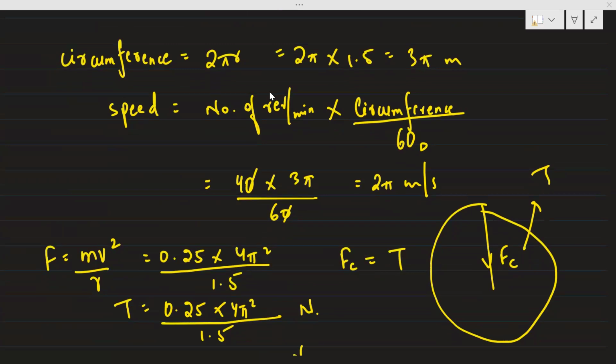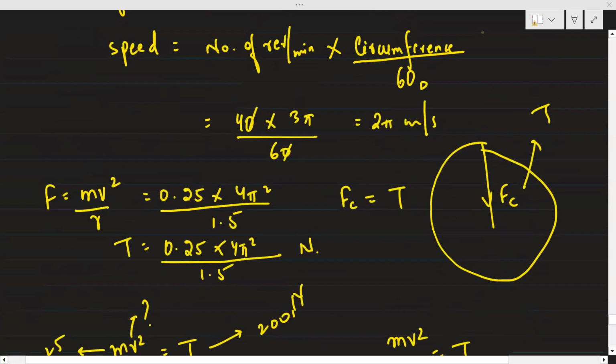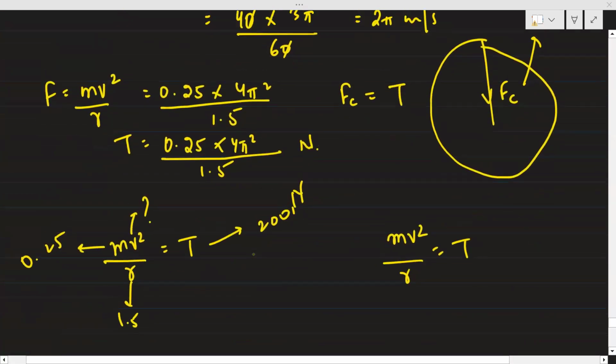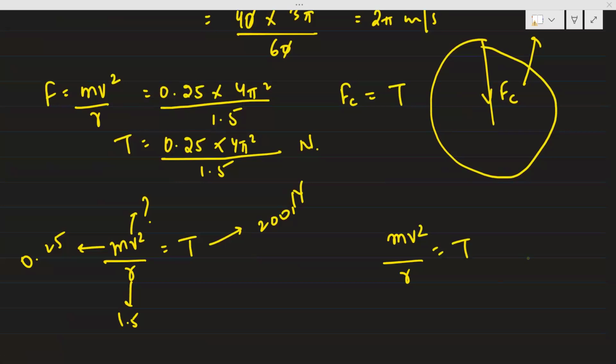Ma'am, what is the general formula for tension? Tension doesn't have any formula. Tension is a force that acts in the strings. So whatever force is balancing it, it will be equal to it simply. Tension will be mass into acceleration like a normal force. It's just a force. Okay, ma'am. Have you taken the screenshots? Yes, ma'am.